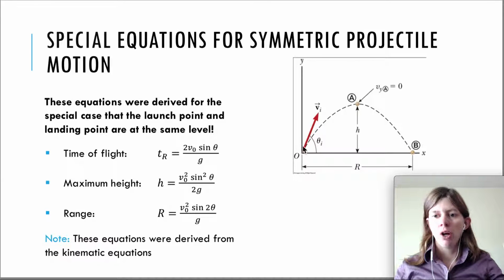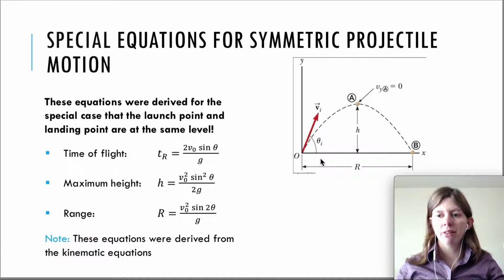You can see an object is launched at this location here, and then it arrives at this location here, which is at exactly the same height. So for this case of symmetric projectile motion, we have three special equations that we can use. This first equation tells us the time of flight, so the time for the object to go from the launch point to the landing point. T equals 2 v initial sine of theta over g, where you should be able to identify v initial sine of theta as the y component of the initial velocity.